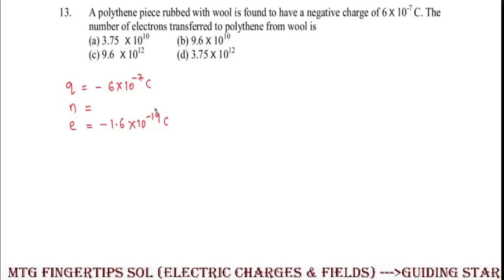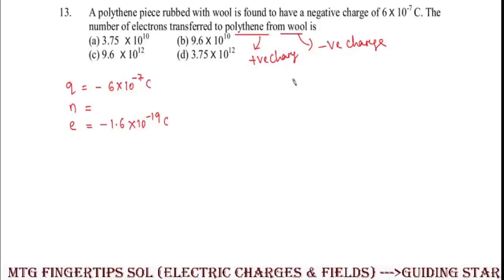Clear? So in this particular case, how will you do it? What it is saying is the number of electrons transferred from polythene to wool. So polythene to wool means the wool will acquire negative charge, and the polythene will acquire positive charge.